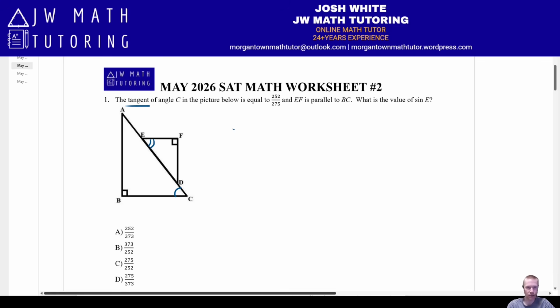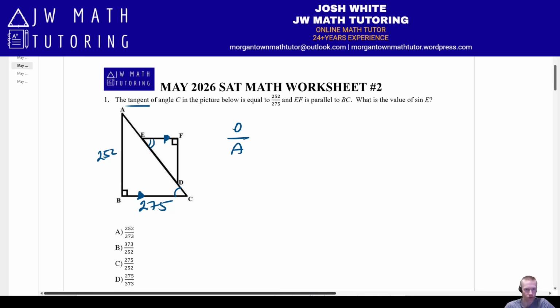Okay, the tangent is equal to this over this. Of course we know tangent is opposite over adjacent. So that means AB could be 252 and the adjacent side, BC, could be 275. They don't have to be those specific numbers, but they're basically some multiples of those numbers. We also know EF is parallel to BC, and they want to know, what is the value of sine E?